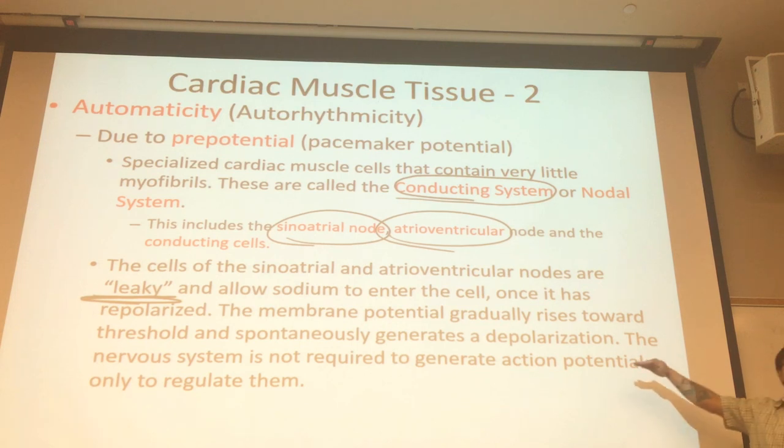So when it reaches threshold on its own, what happens? You cause a depolarization, and you spontaneously generate an action potential. So the heart can cause its own action potentials. What do sympathetic and parasympathetic do to that heartbeat? They change the rate of it. So parasympathetic does what? Decreases it. Sympathetic? Increases it. But they do not generate the heartbeat.